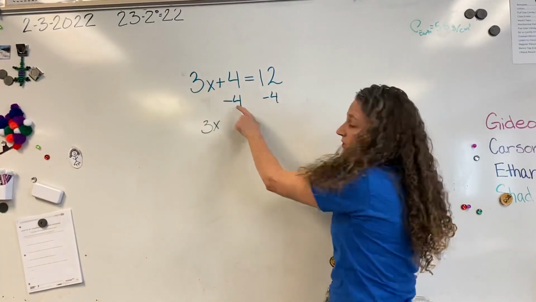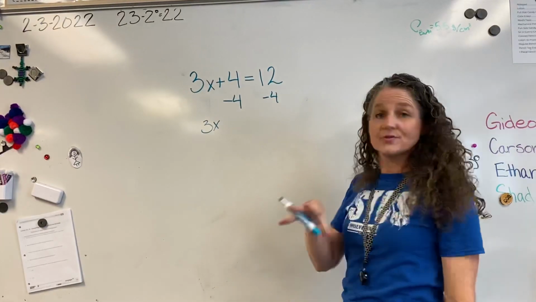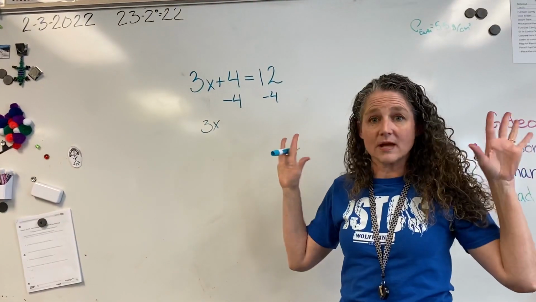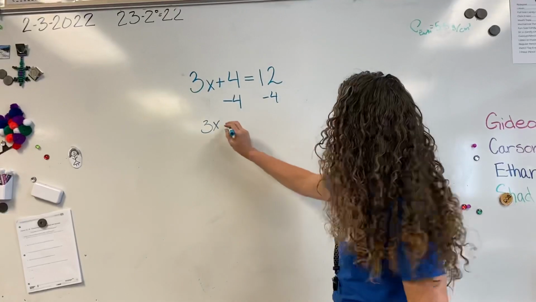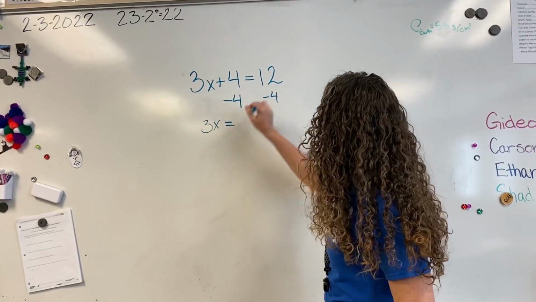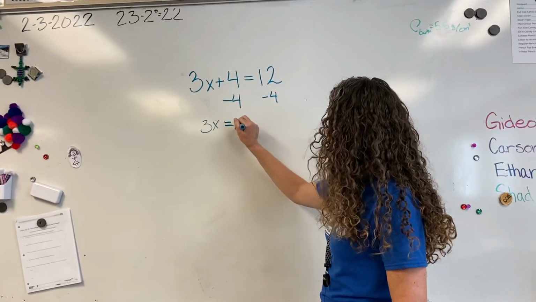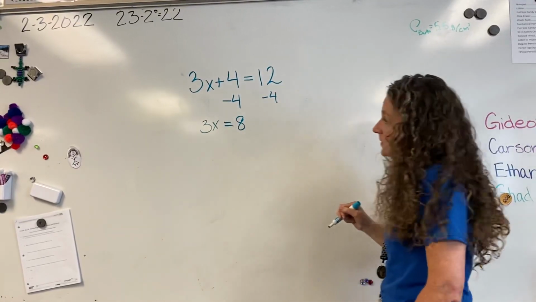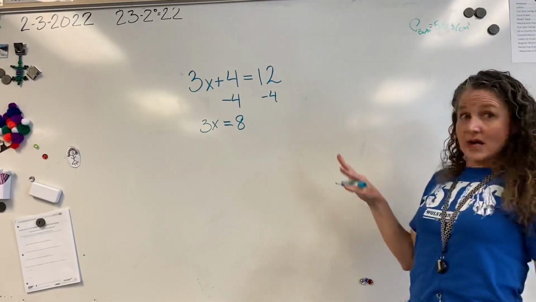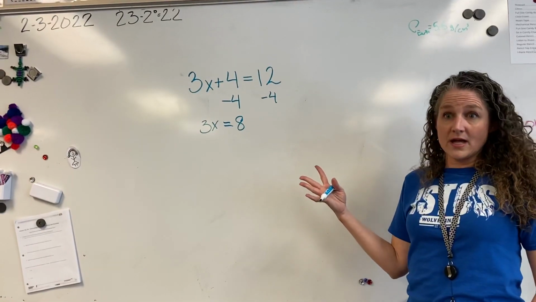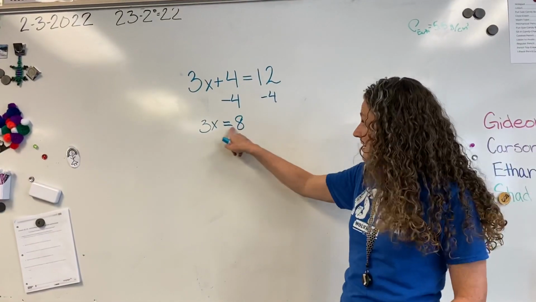What's 4 minus 4? 0. So it vanishes from my world and I'm not writing it, okay? My equal sign comes down. What's 12 minus 4? 8. Okay? So now I have what I had on Monday, right? I have 3x equals 8.